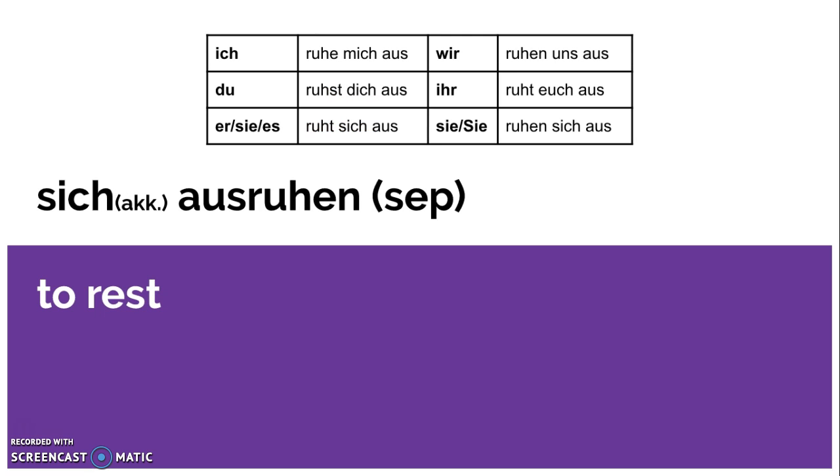Sich ausruhen. Another separable, this one is also reflexive. So we say ich ruhe mich aus, du ruhst dich aus, er/sie/es ruht sich aus, wir ruhen uns aus, ihr ruht euch aus, und sie ruhen sich aus.